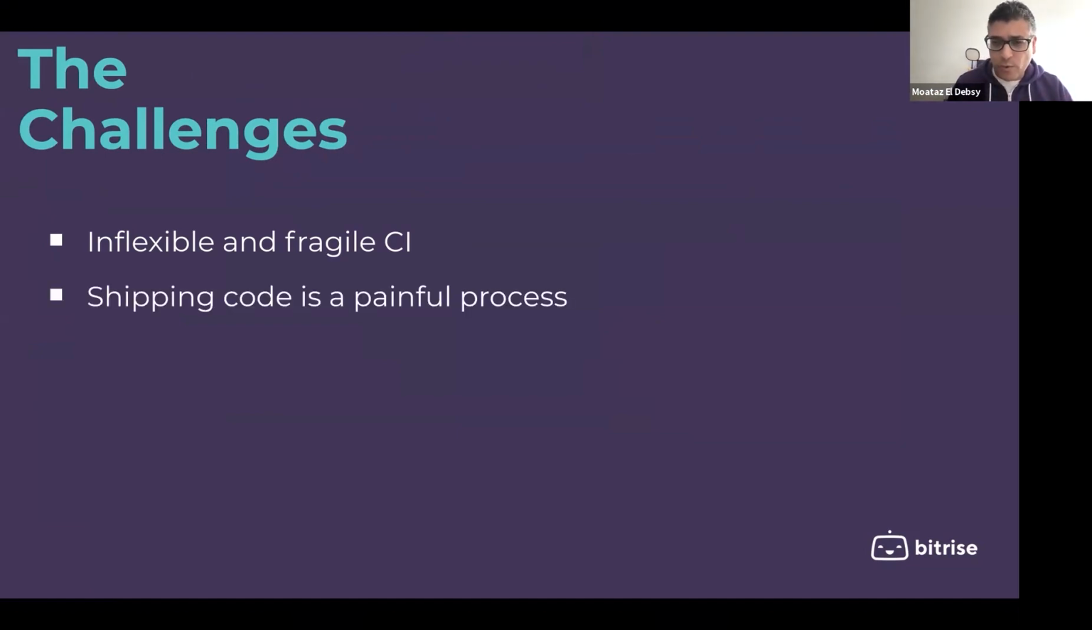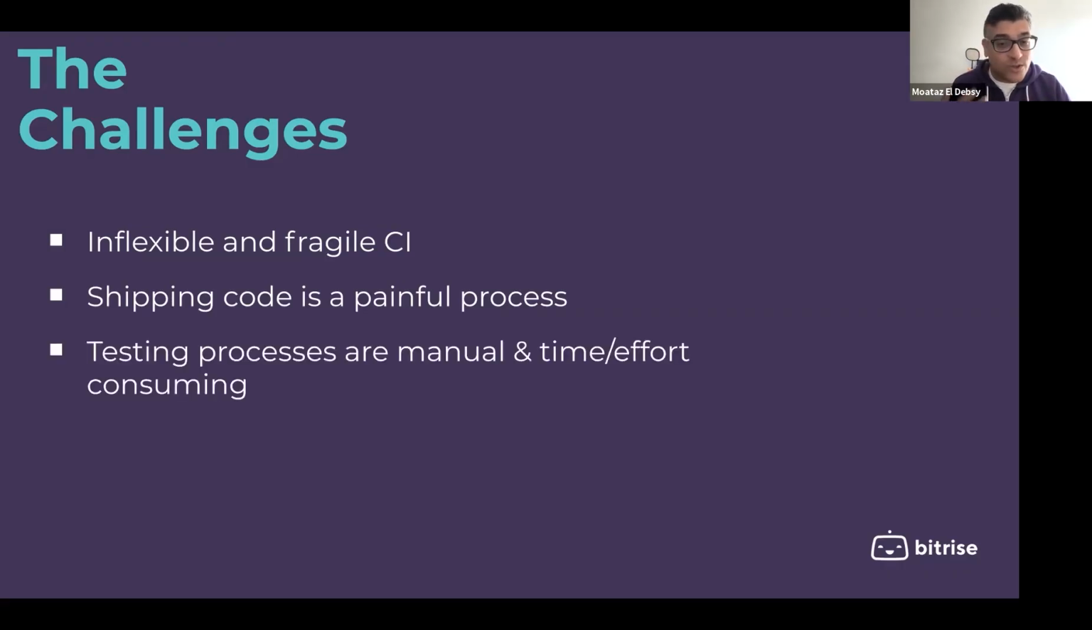Shipping code is a painful process, so we don't have a clear process in our team for when we should deploy our application, how we can deploy our application, and so on. So shipping code is a manual process and a painful process as well. Testing processes are manual and time and effort consuming. Manual testing here is affecting us in delivering or deploying our applications faster, so we need to tackle this challenge as well.